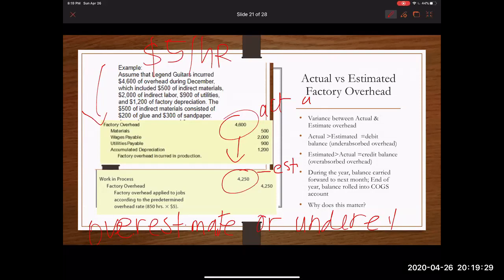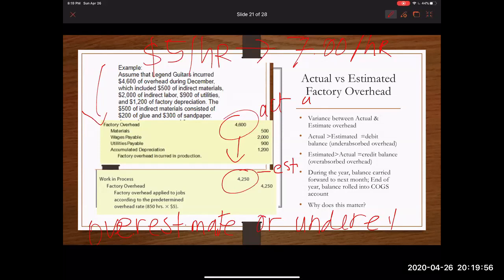So instead of saying your predetermined overhead was $5, maybe you should have said $6 instead, or $7. Let's just say $7 per hour. Right now you're under absorbed. You didn't apply enough money to each job. You didn't allocate enough costs to each job. That's what we're saying.